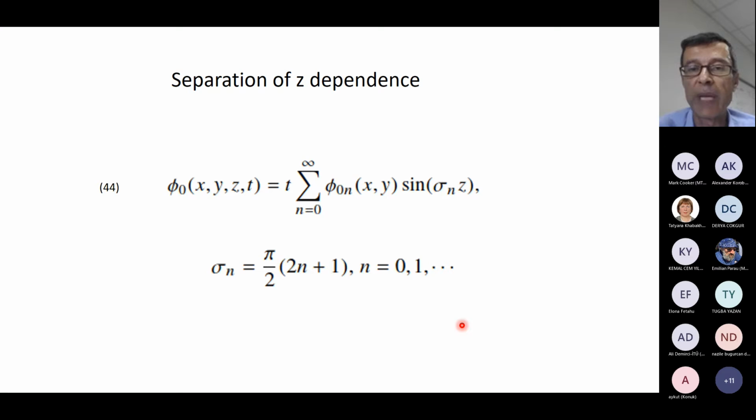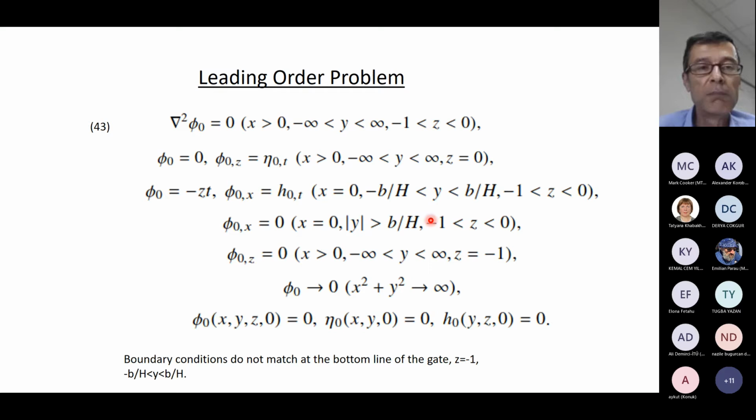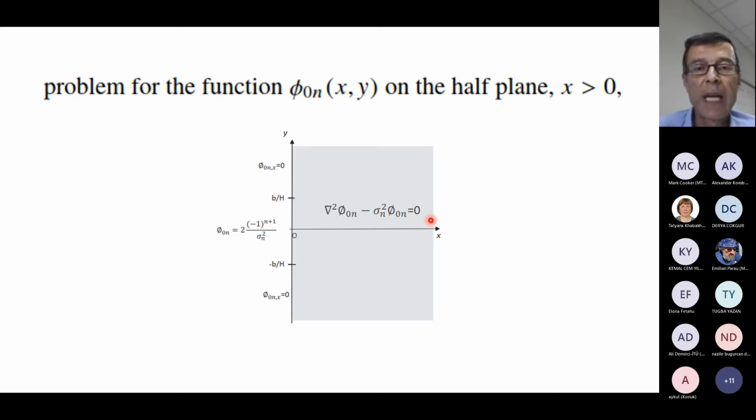Okay, so we look for a solution of this type. We separate the z dependence. Now, this function will satisfy the conditions at the horizontal free surface and the slip condition. So we replace this suggested form of a solution, equation 44, in the leading order problem 43. And then we arrive at this two-dimensional problem. So this is the modified equation.